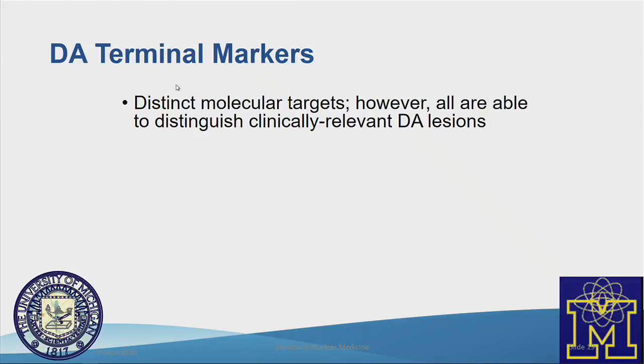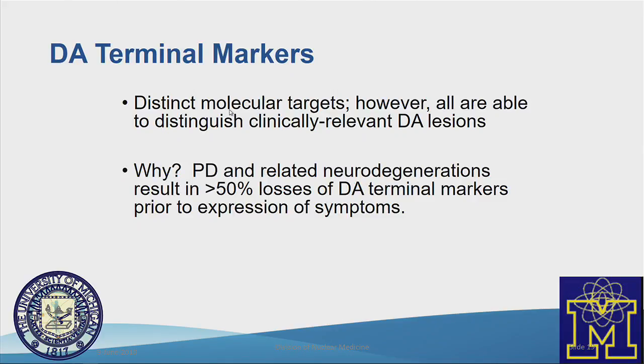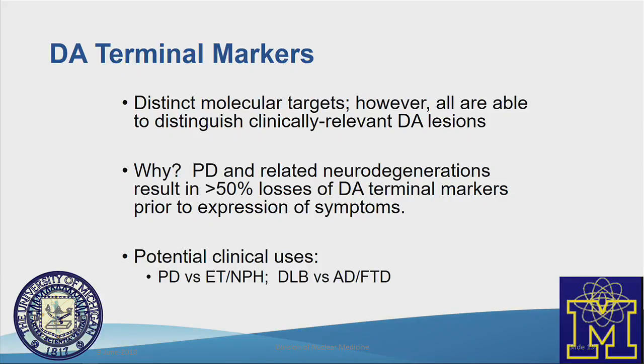So, to summarize, the terminal markers have distinct molecular targets, but they're all able to distinguish clinically relevant dopamine lesions. And why is that? Well, because you have to have at least a 50% loss of dopamine neurons, and probably closer to 80%, before clinical signs and symptoms are manifest. So any patient who's referred to us with a question of Parkinson's disease, you expect to see a severe reduction, and it really doesn't matter which of these terminal markers you've chosen to employ.